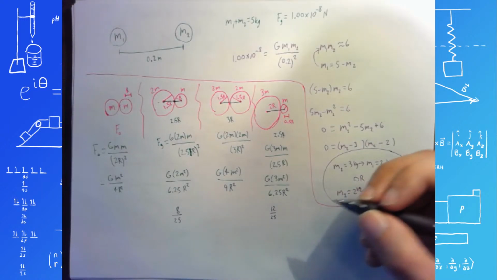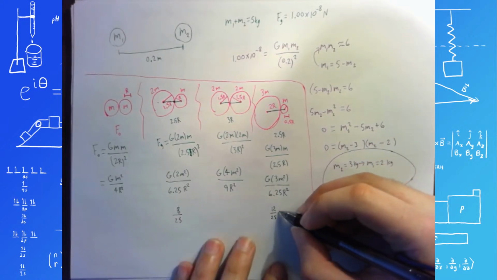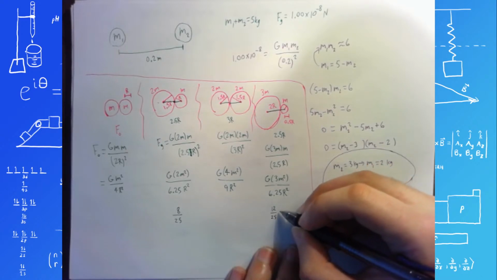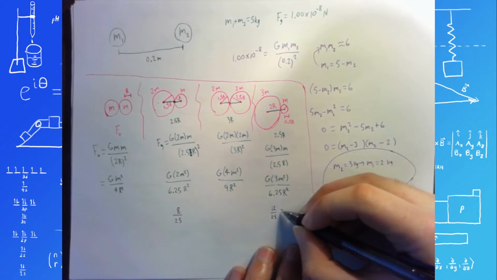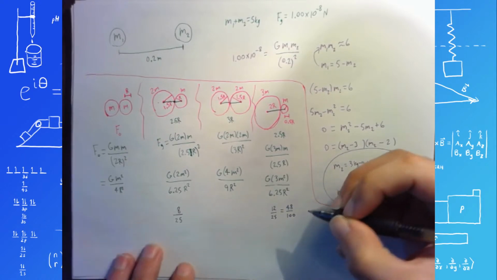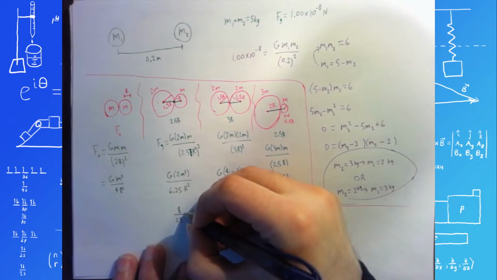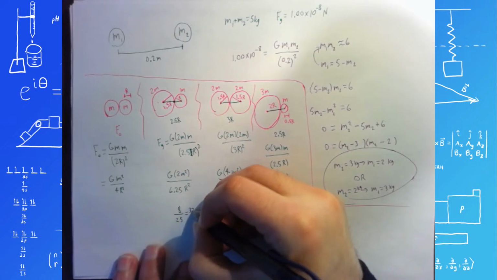12 over 25. I guess I can multiply this by 4 over 4 again. If I multiply by 4 over 4 again, this is going to be 48 over 100, or 48%, 48 over 100. This is going to be 32 over 100.